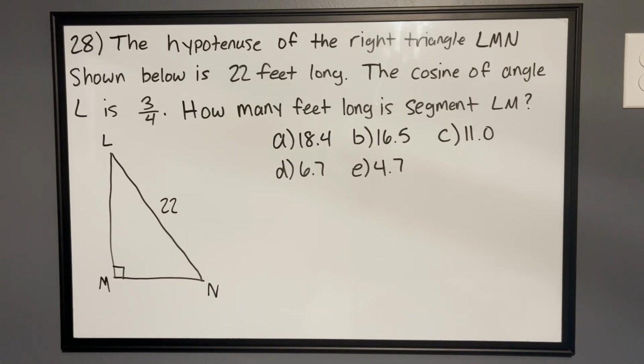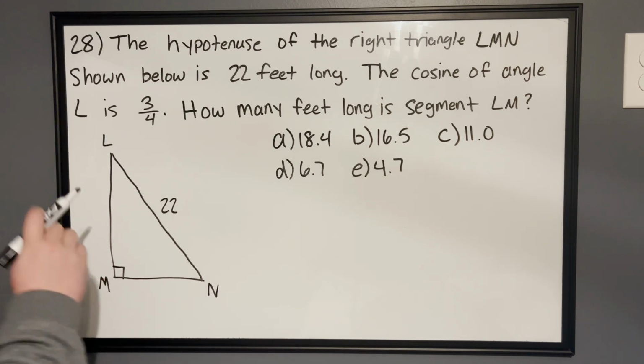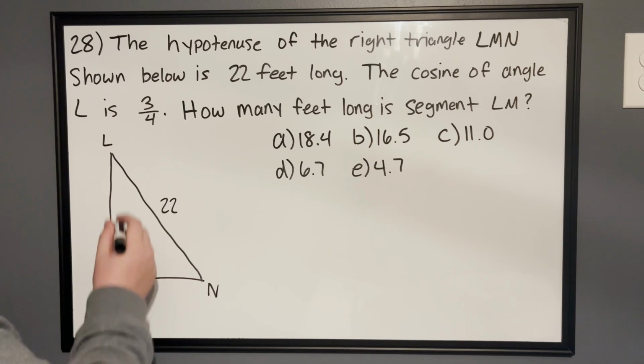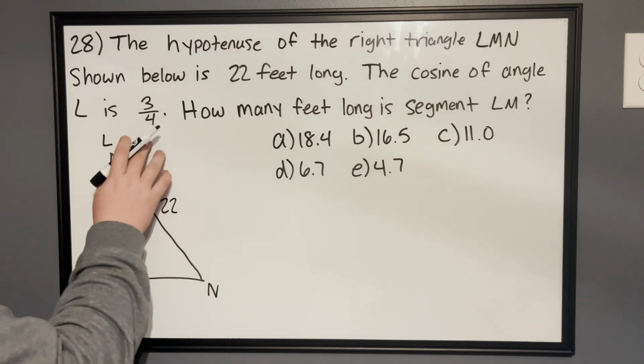Okay, so here we have question number 28. It says the hypotenuse of the right triangle LMN shown below is 22 feet long. The cosine of angle L is 3/4. How many feet long is the segment LM? So we know that cosine is adjacent over hypotenuse. So cosine is this length over 22, and we know that that's equal to 3/4.